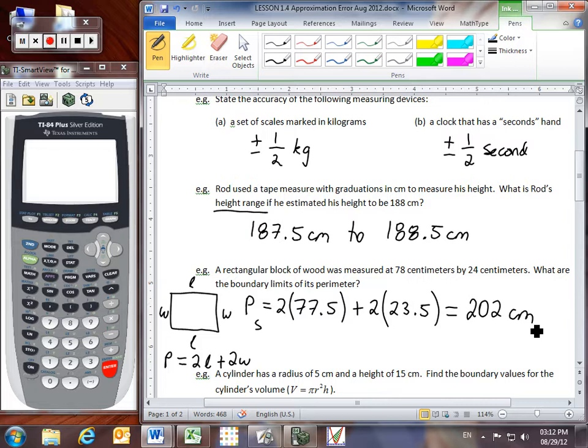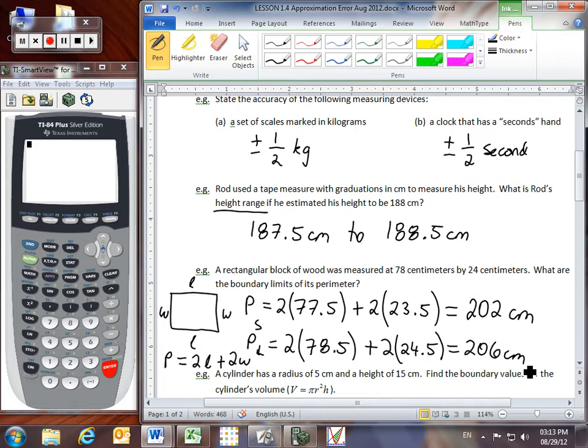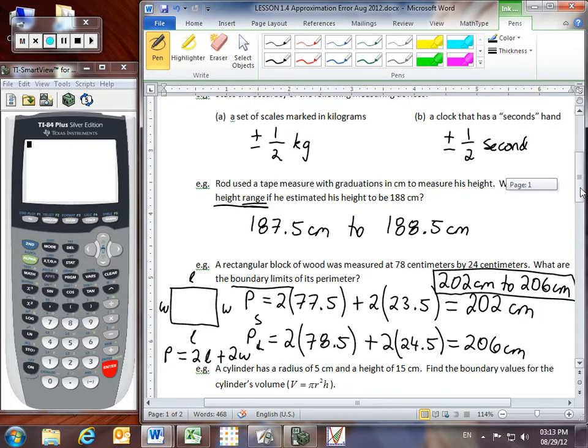Now let's have a look at the largest possible perimeter we could have. Our length might be as much as 78.5, and maybe our width is as much as 24.5, and that gives us 206 centimeters. And so our perimeter is going to be somewhere between 202 and 206 centimeters. This is what we would call the boundary limits: anything in between 202 and 206. So boundary limits and range are really the same term. We're looking for the smallest possible value and the largest possible value.